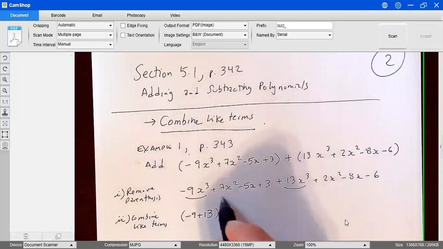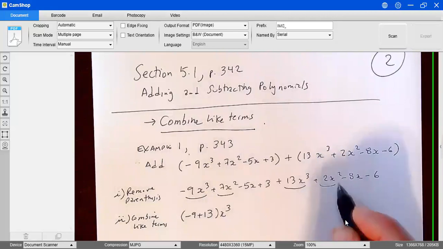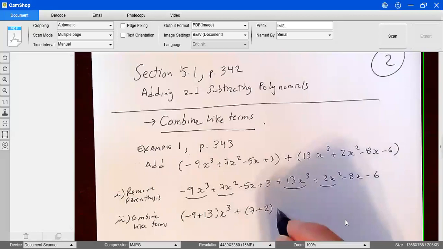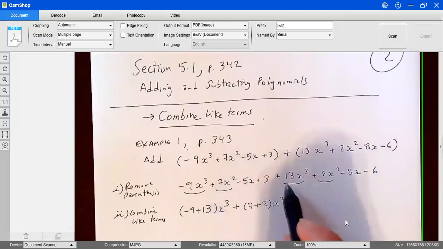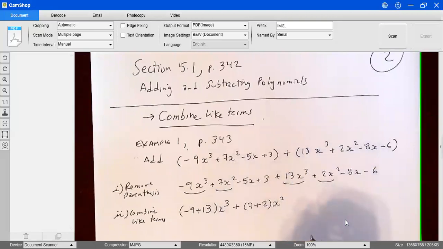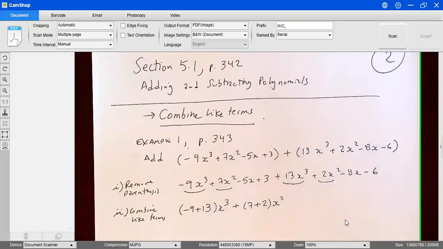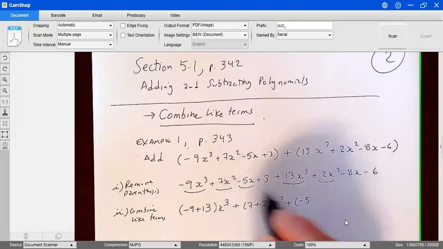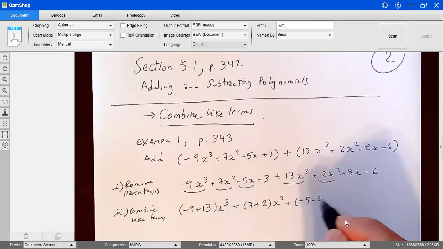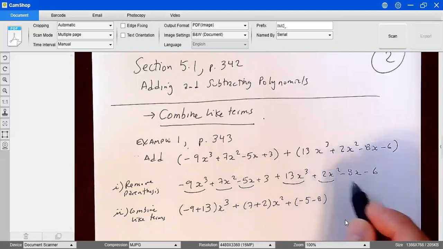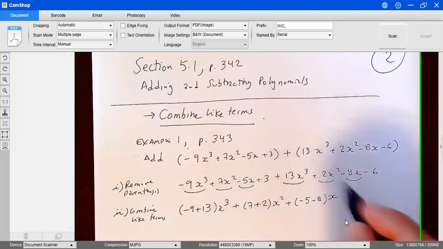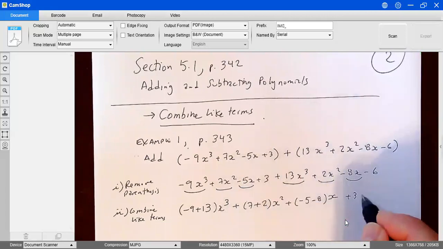Then I have 7 and 2. So the next one is 7 plus 2. Those are the coefficients for x squared. I'm underlining the terms that I'm using to prevent mistakes. Then I have negative 5. So the next one is negative 5 and negative a. Those are the coefficients for x. And finally I have positive 3, negative 6 for the last constant terms.